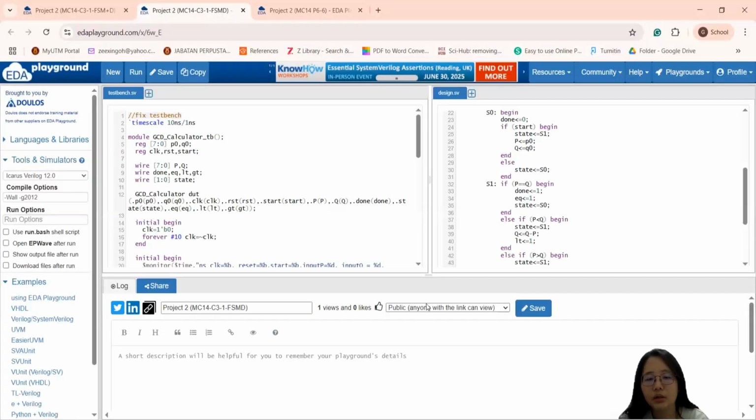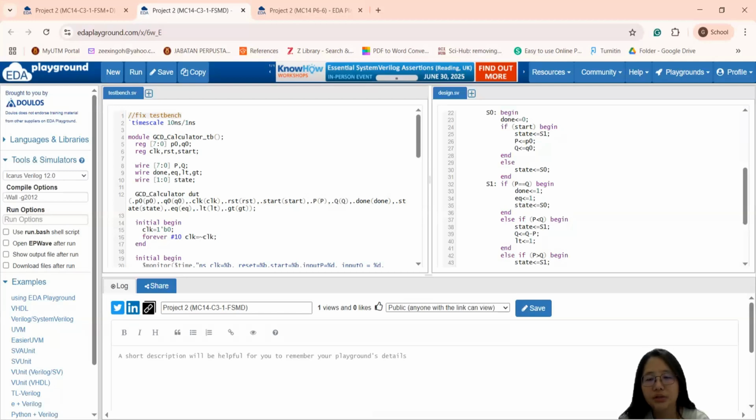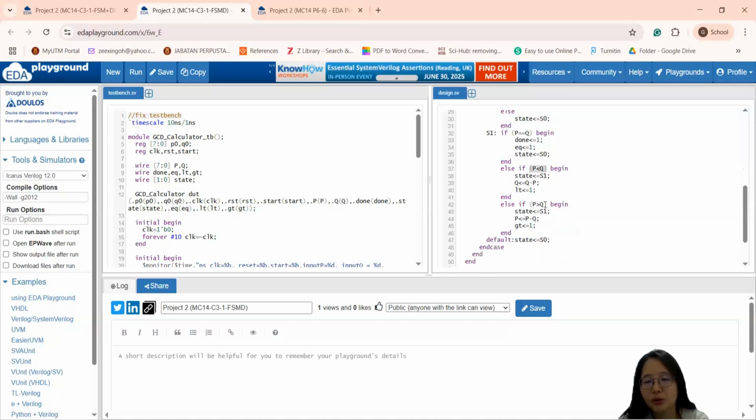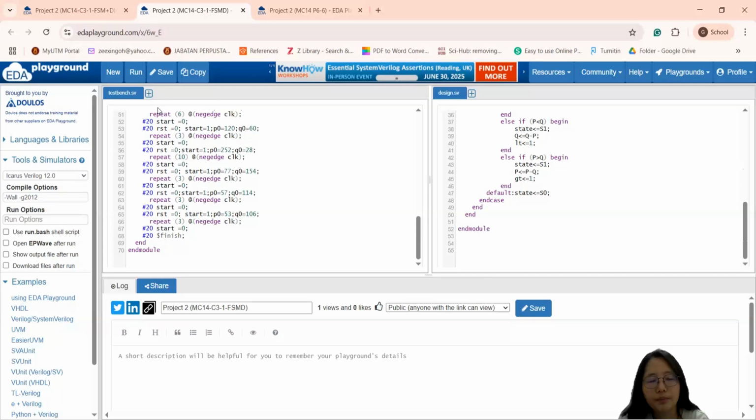In S0, if start equal to 1, I will go to step 1, and if start equal to 0, I will remain at step 0. In step 1, if P equal to Q, I will directly give done equal to 1, so I will jump back directly to step 0. And if P is less than Q or P is greater than Q, I will continue at step 1 and do the computation. Here, I will simulate it.